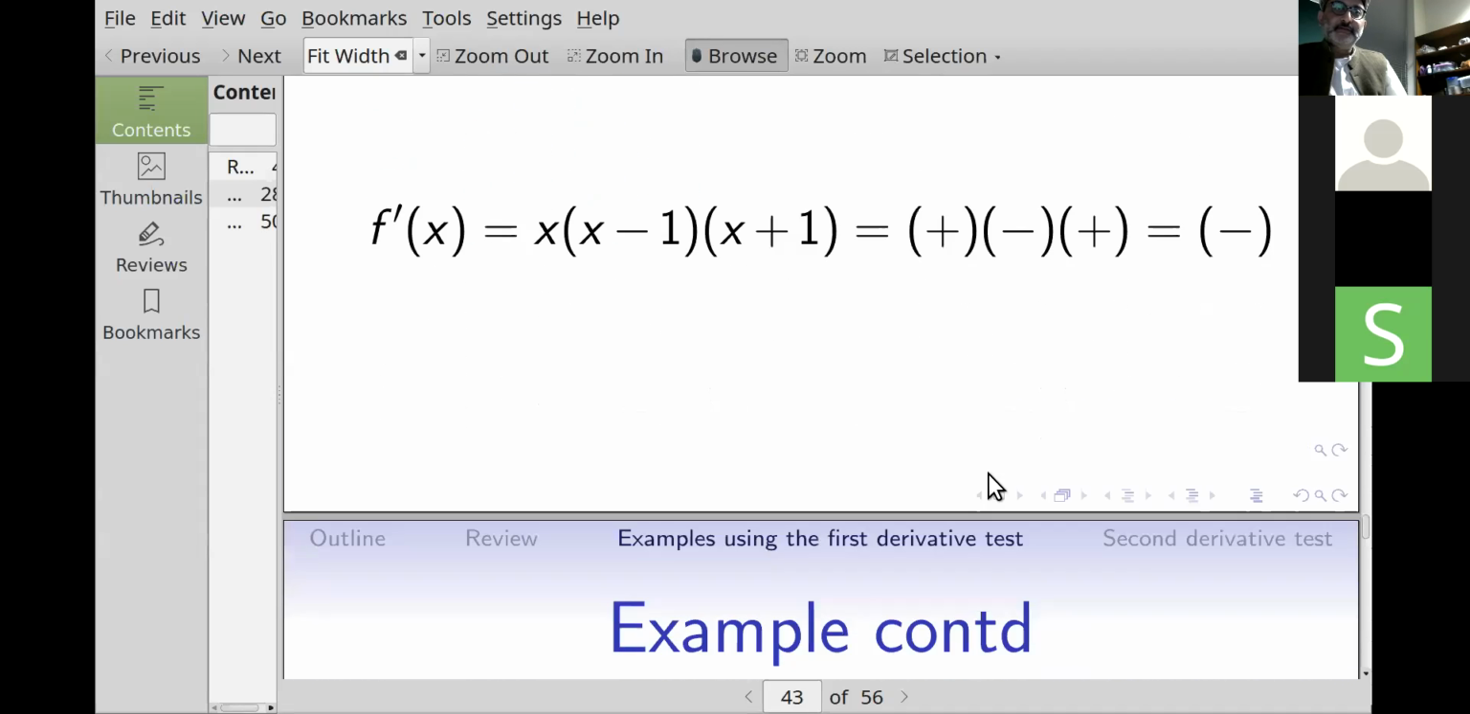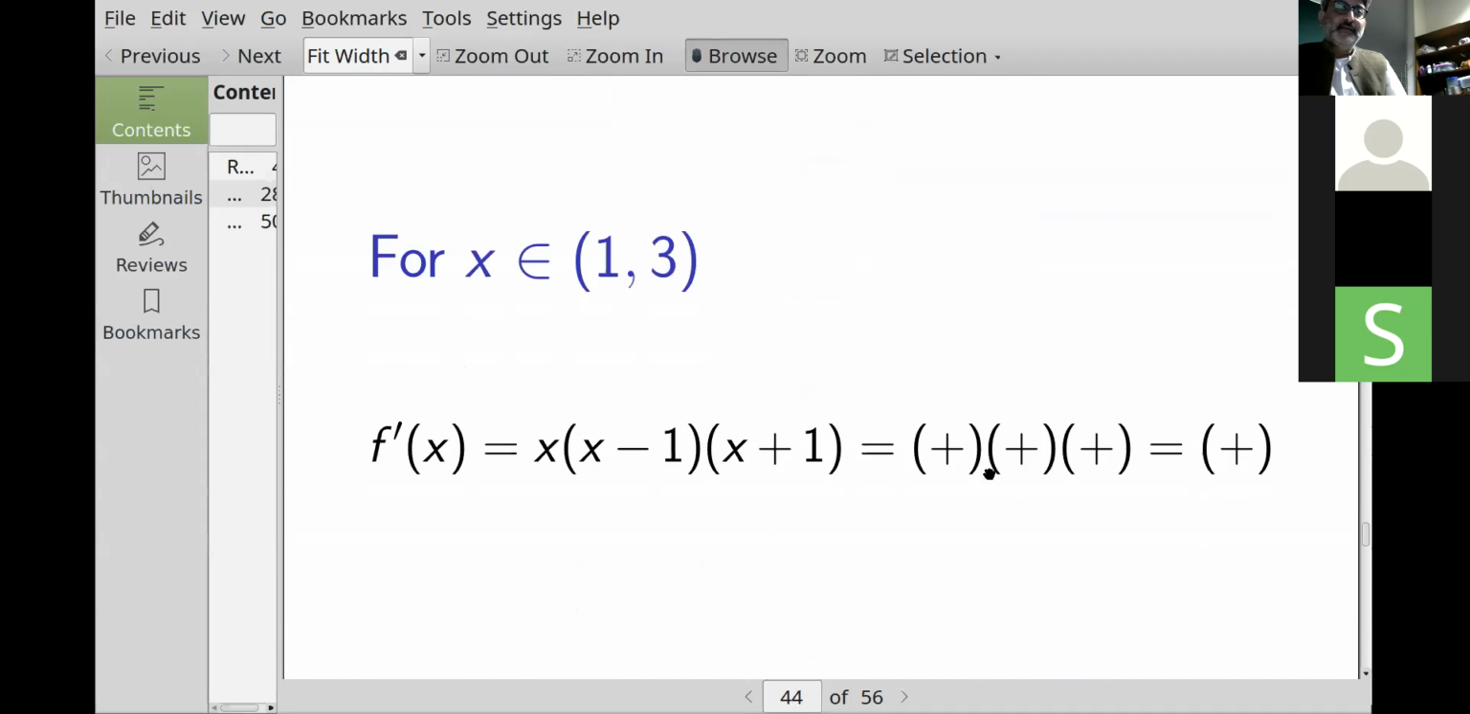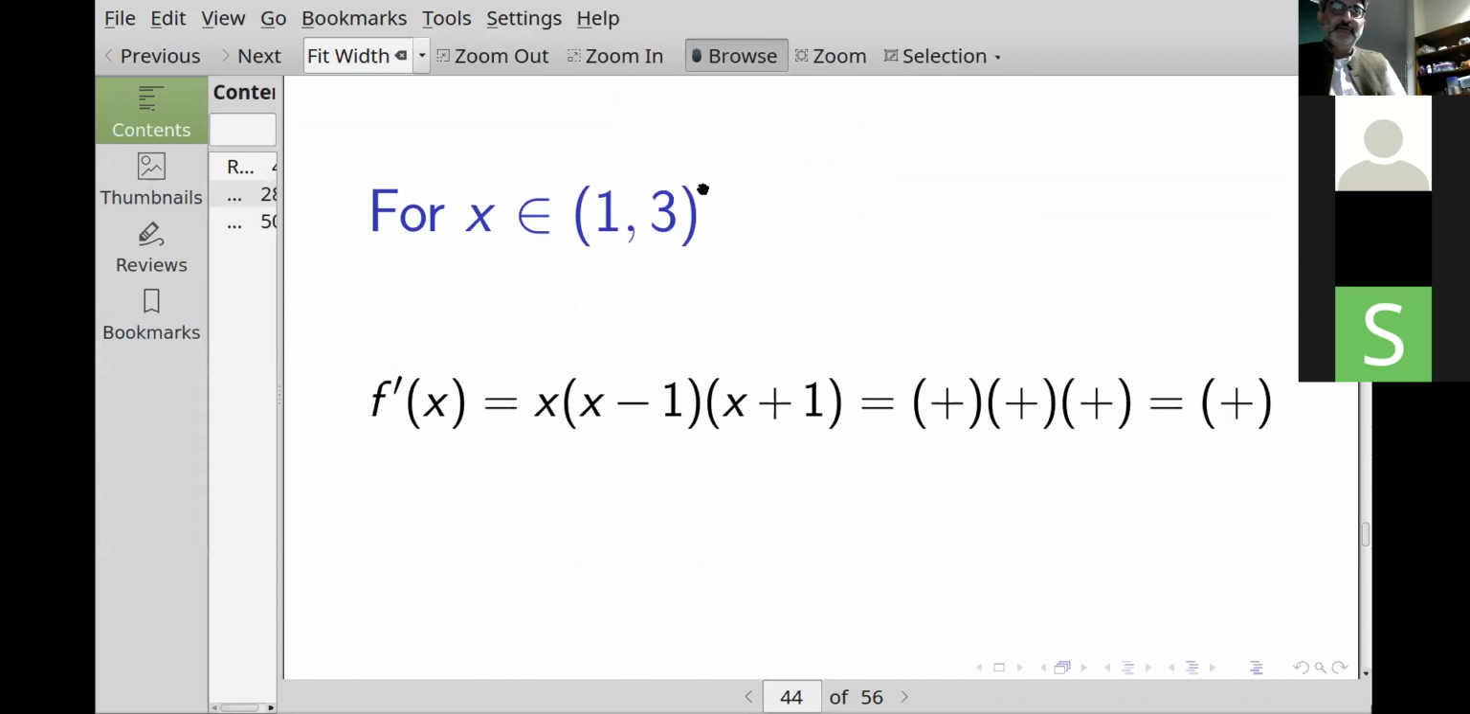The final interval of interest was 1 to 3. If you take numbers between 1 and 3 and put them into x times x minus 1 times x plus 1, in the first factor you'll have a positive number, in the next one a positive number, and in the third one a positive number. The product of 3 positive numbers is positive. So the function is increasing between 1 and 3.